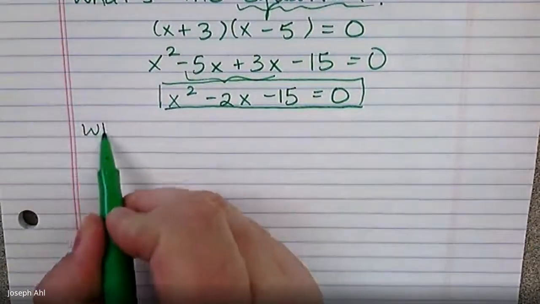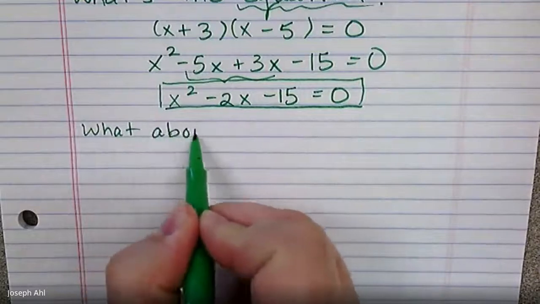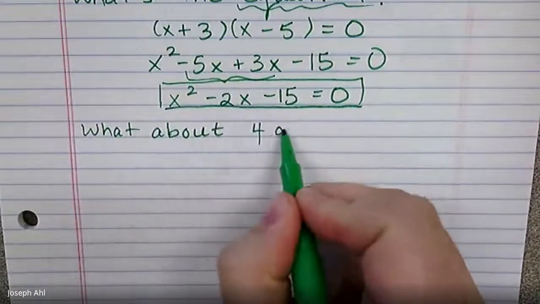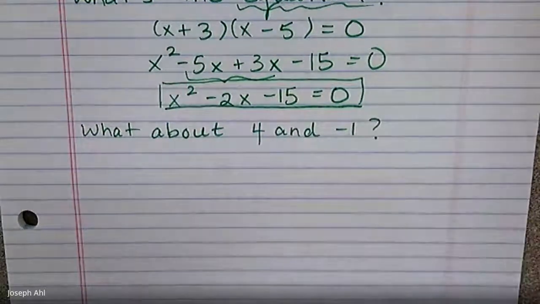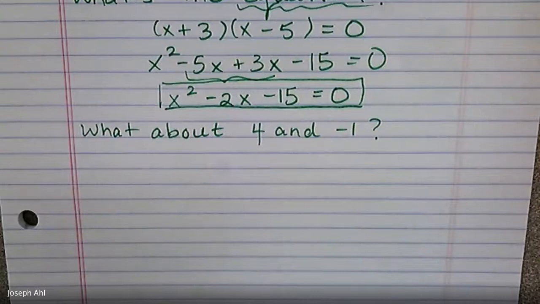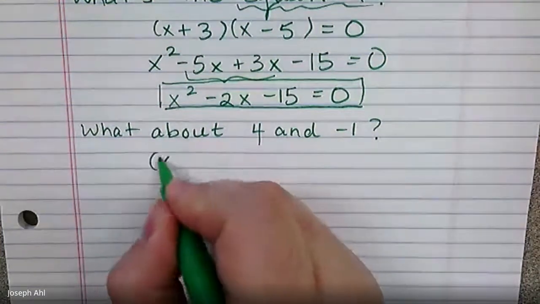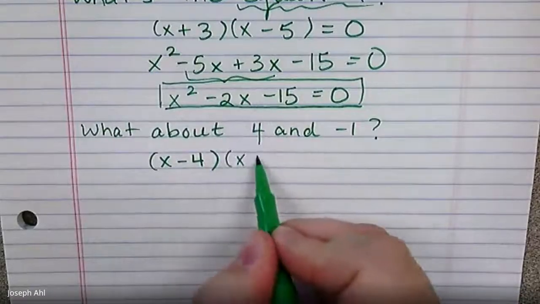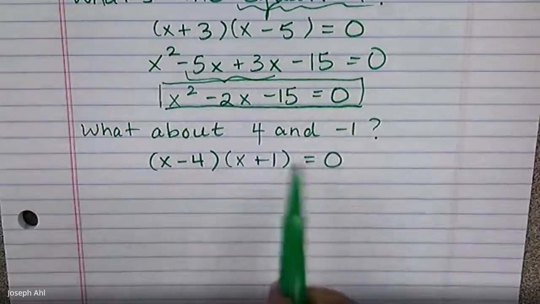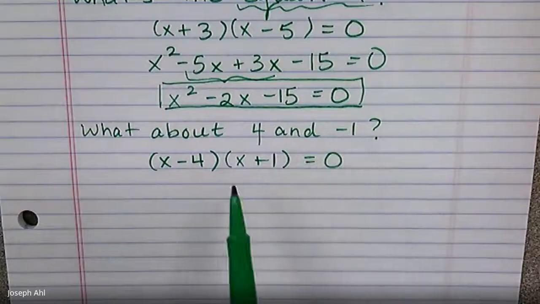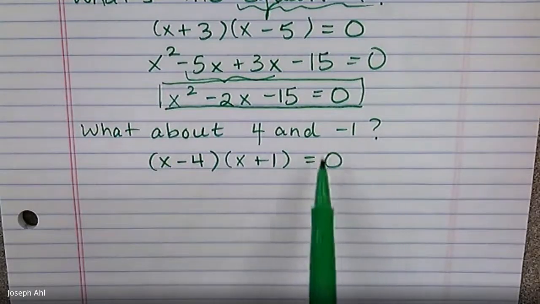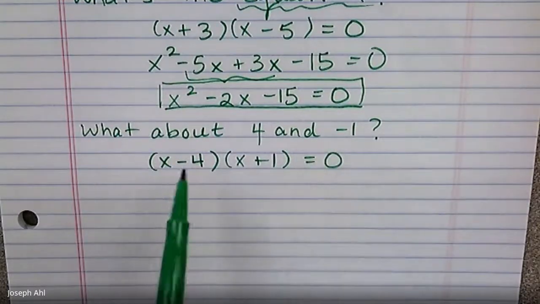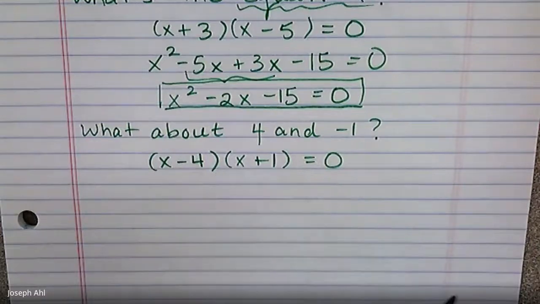So what about if the roots are 4 and -1? Is the process going to look all that different if I change the roots to 4 and -1? Absolutely not. You're going to get a factor of x minus 4 to give you a root at x equals 4. You'll have a factor of x plus 1 to give you a root at -1. And as long as I set that equal to 0 to make it an equation, we know that this gives us roots at 4 and -1.